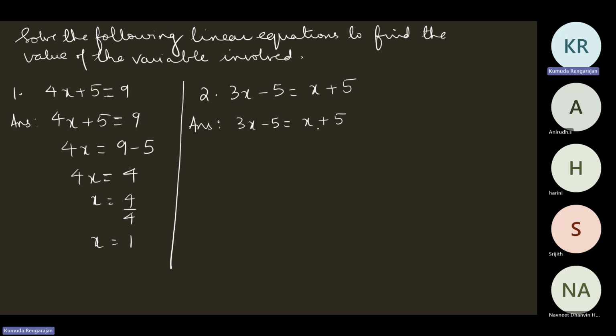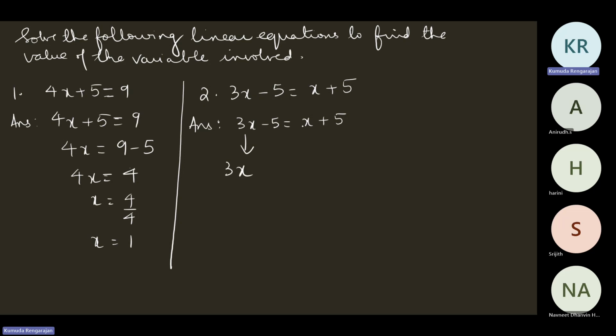So you'll have to have the variables on one side and the constants on the other side. Now there are 4 terms here: 1, 2, 3, 4 terms. 2 terms are x terms and the other 2 terms are constants. So have the x terms on one side and the constants on the other side. So this 3x, write it as it is.